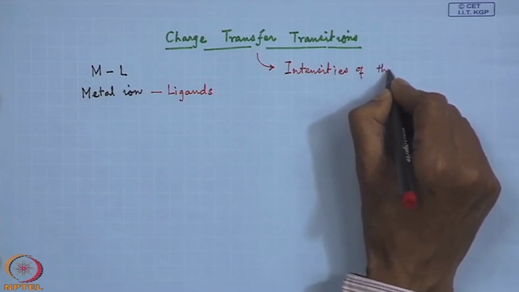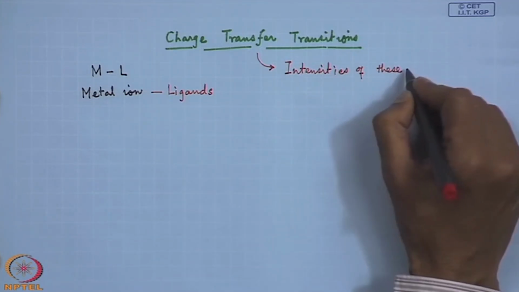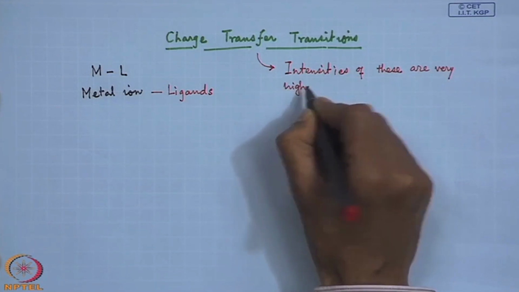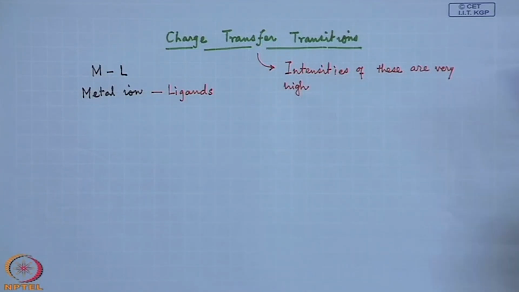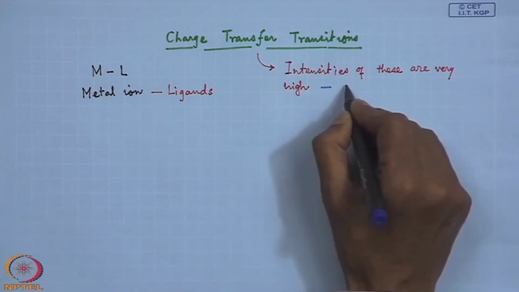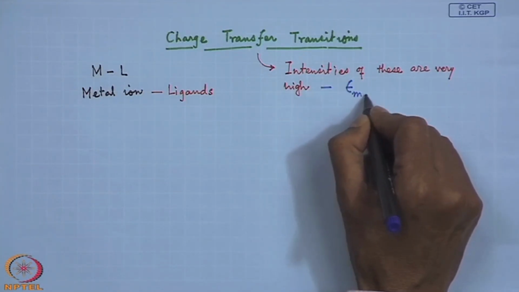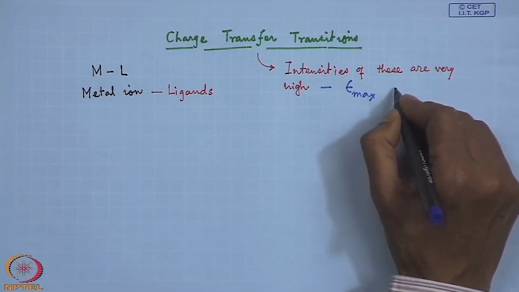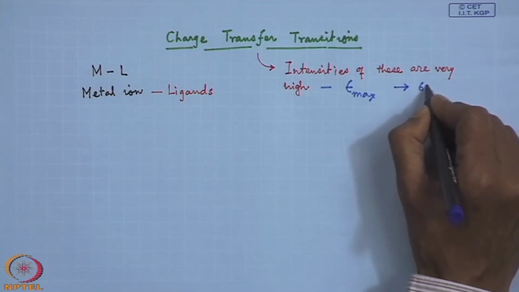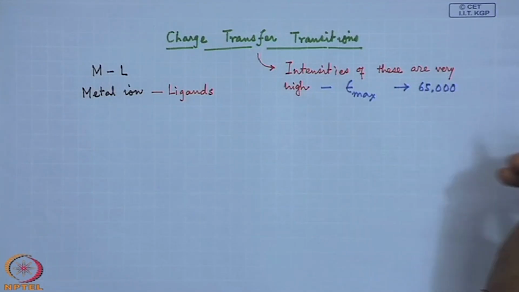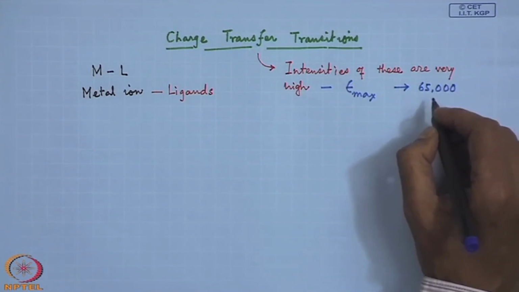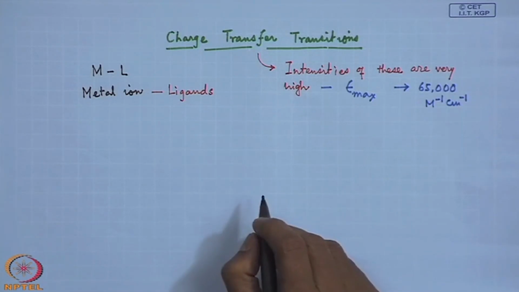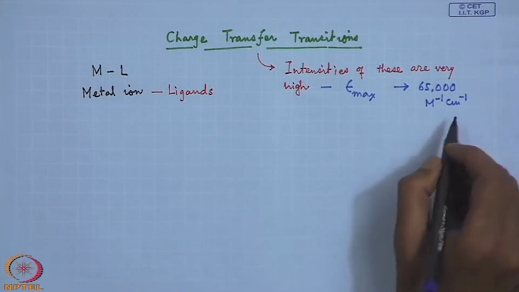The intensities of these transitions are very high. And we have also seen earlier that the corresponding epsilon max, which is characteristic of these charge transfer transitions, can go up to say 65,000 or 50,000 or sometimes several lakhs of liter mole inverse per centimeter inverse.